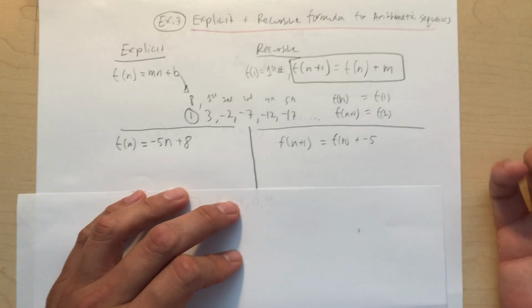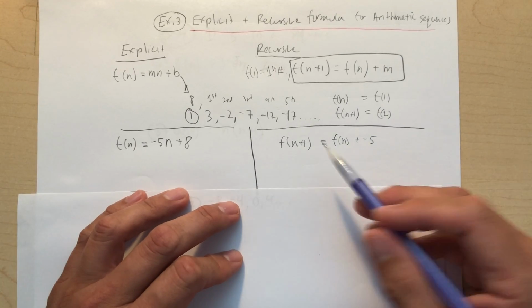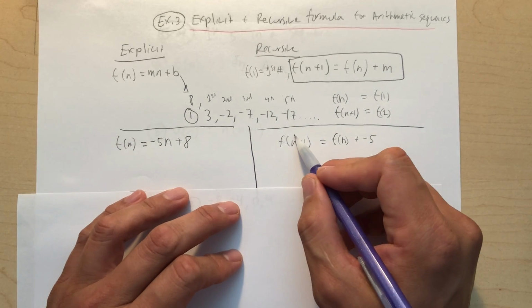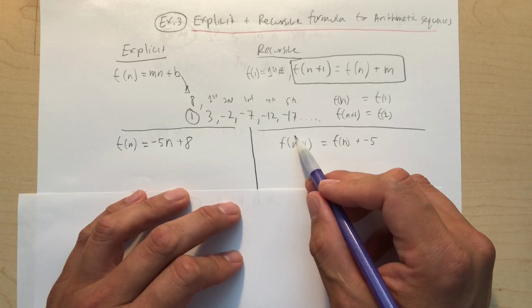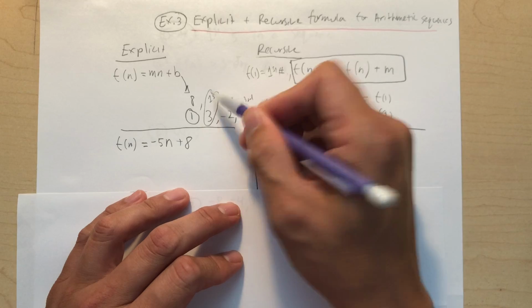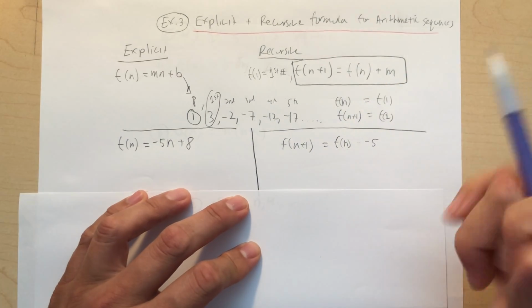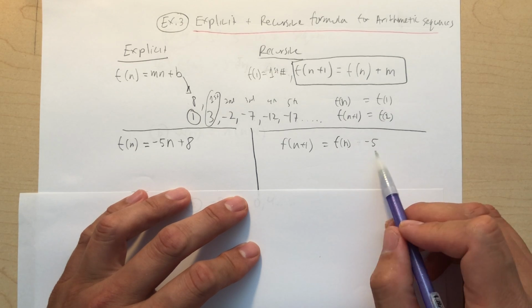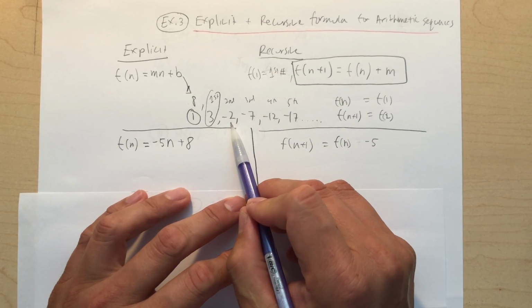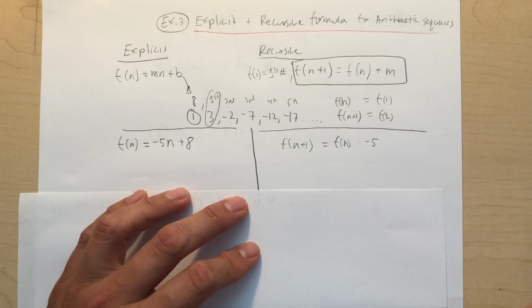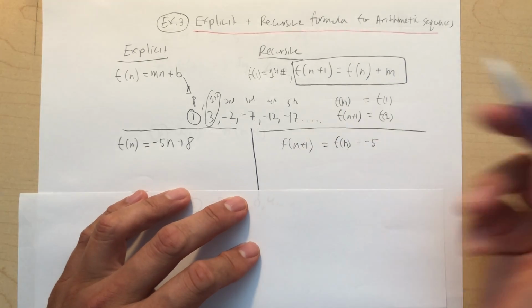For example, if our first number, f of 1, is 3, then it's just 3 minus 5. Here, I'll erase this one. Maybe that's confusing. So it's just 3 minus 5. So then our next number is -2. So they're asking you, what is our next number? Okay, that's what recursive means.